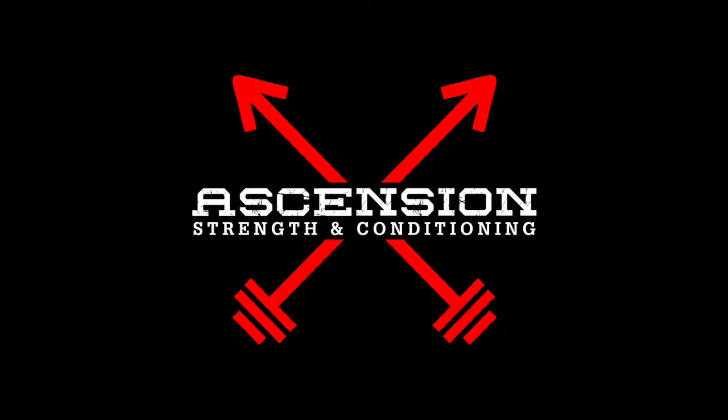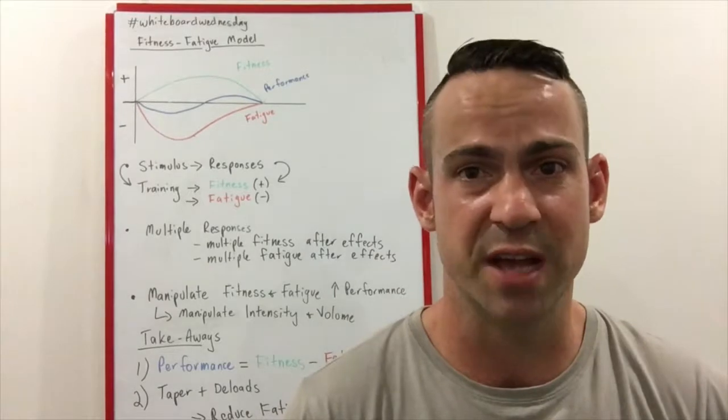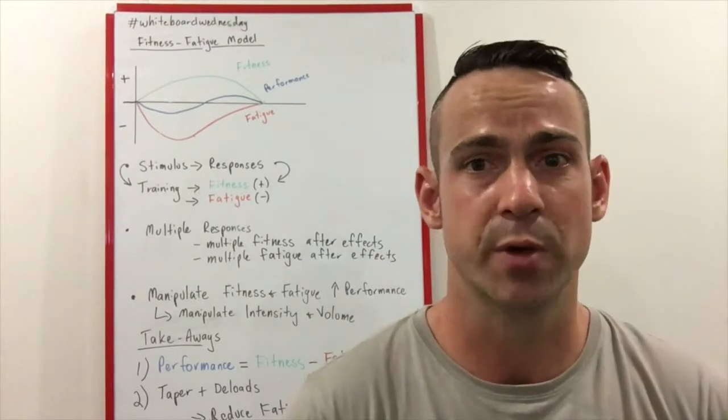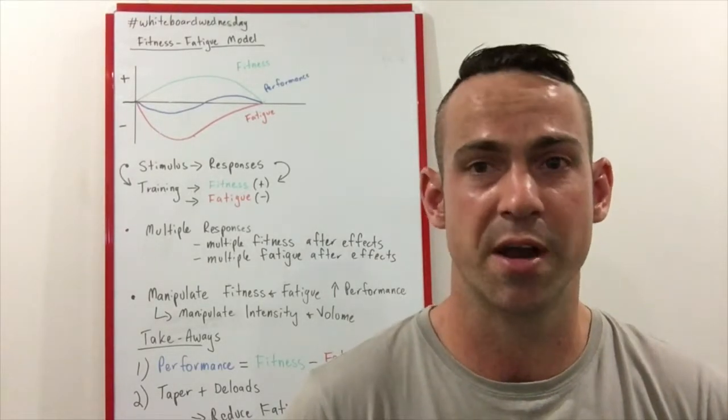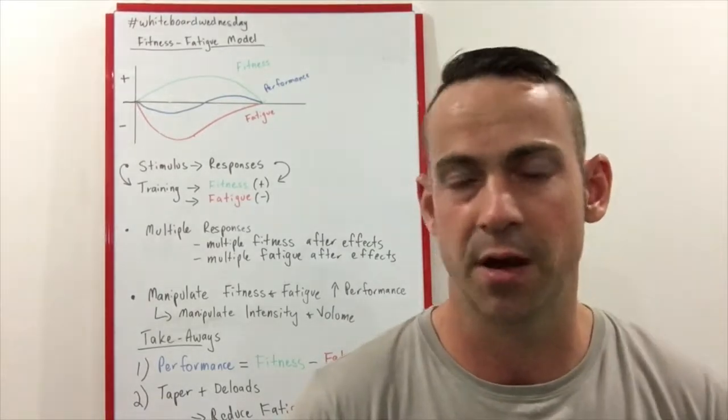Coach Pete here from Ascension, and this Whiteboard Wednesday I talk about the fitness fatigue model, also known as the two-factor model. Now this training model was developed by Bannister in the 1980s. It's slightly more contemporary than what we've seen with general adaptation syndrome going back to the 1930s.